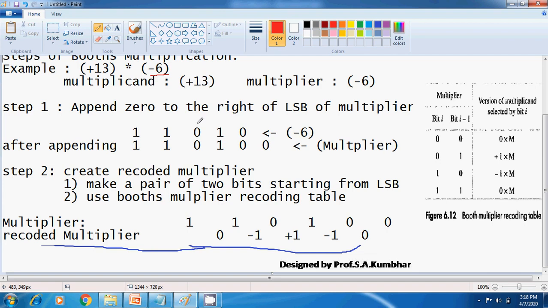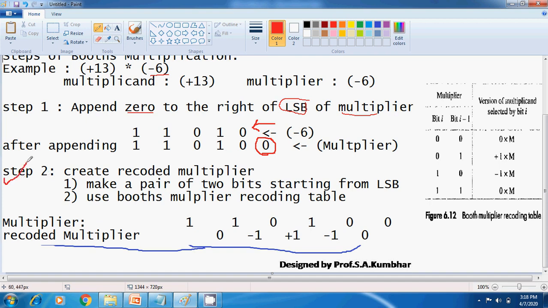So the very first step is to append 0 to the right of the least significant bit of the multiplier. So the binary representation of -6 is 11010. Here 5 bits are to be taken for the representation, and yes, I have to append the 0. Now it becomes 6 bits.